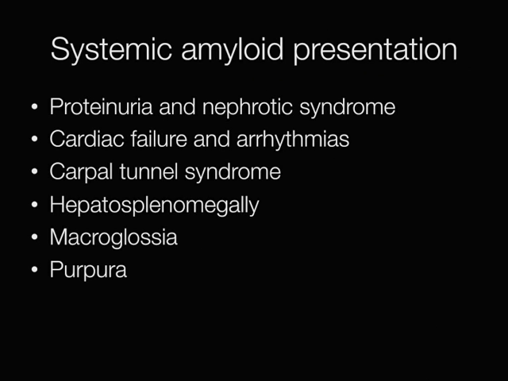Clinically, systemic amyloid may present in a number of ways. If amyloid is deposited in the kidneys, then this will typically cause proteinuria and nephrotic syndrome. If amyloid is present in the heart, this can cause cardiac failure and arrhythmias. Amyloid may also present as carpal tunnel syndrome, hepatosplenomegaly, and macroglossia, and purpurae.